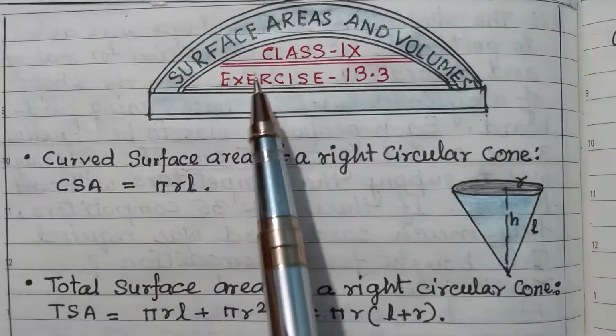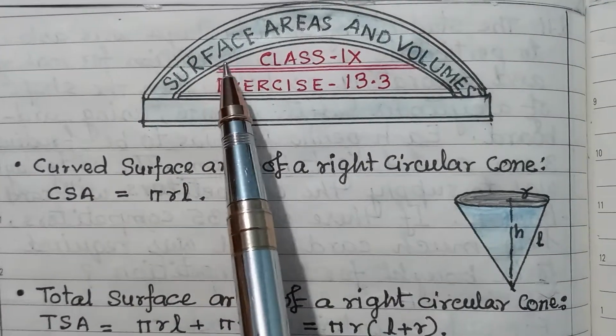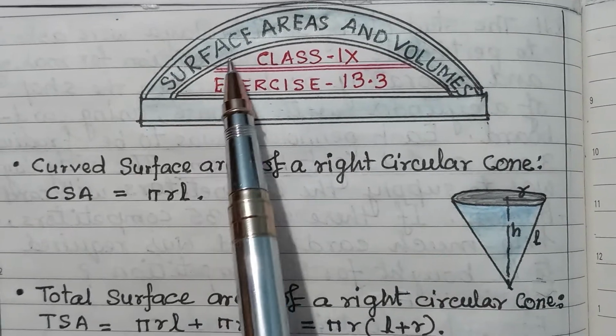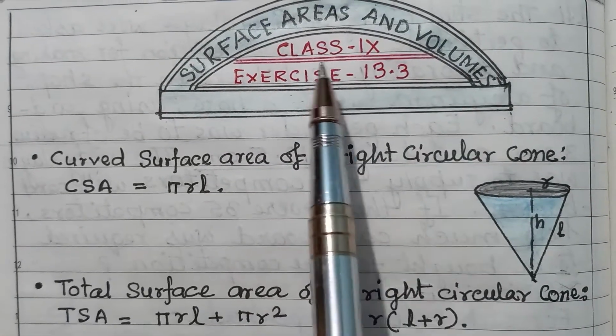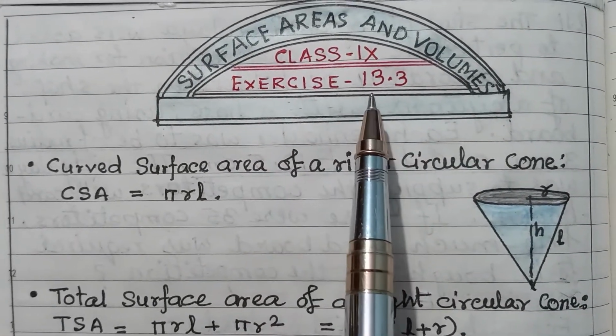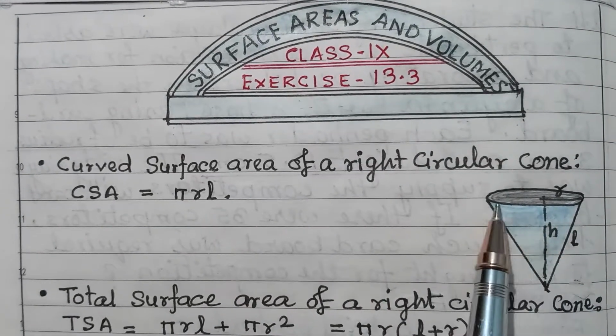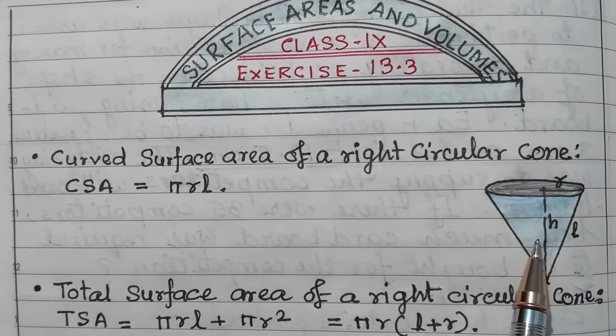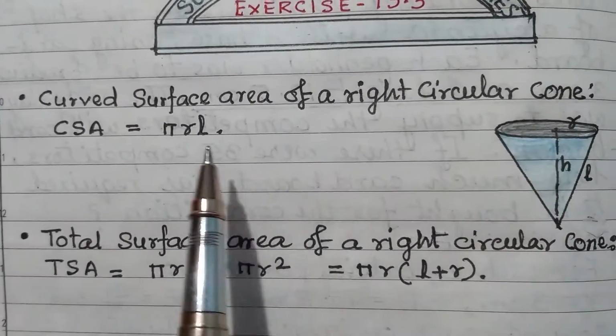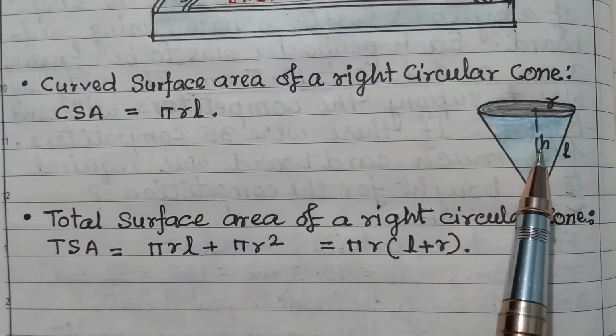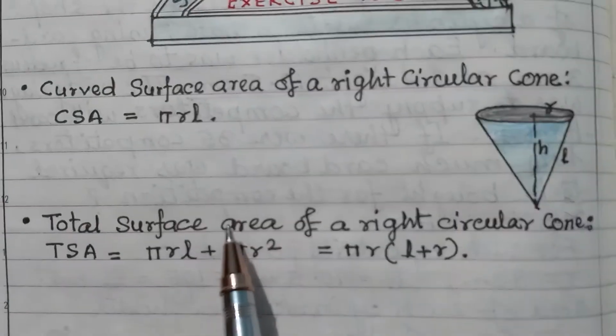Hello everybody. In today's class I will start with the chapter Surface Areas and Volumes of Class 9, exercise 13.3. Exercise 13.3 is based on the surface area of a cone. There are two surface areas: one is the curved surface area and the other one is the total surface area.